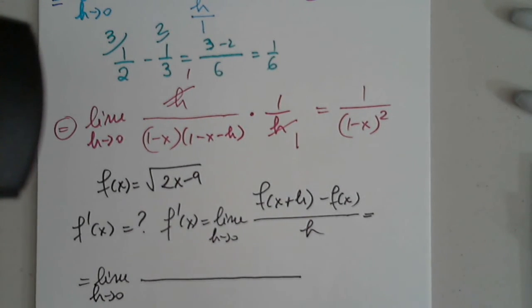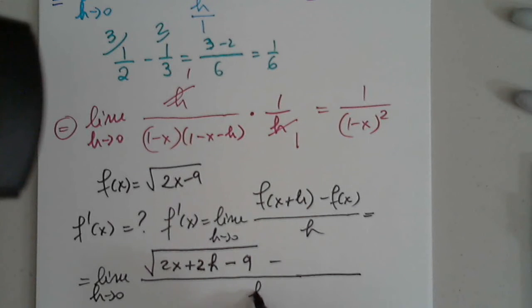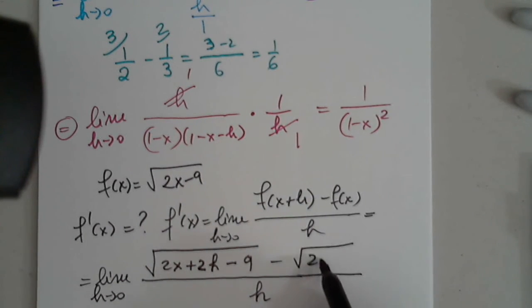Can anyone give us f of x plus h? Haber, will you give us the f of x plus h? It would be the square root of 2x plus 2h minus 9, minus the square root of 2x minus 9. That's it. Very good. Perfect. Okay. So when I plug it in, I get 0 over 0. It's an indeterminate case. So how do I proceed?